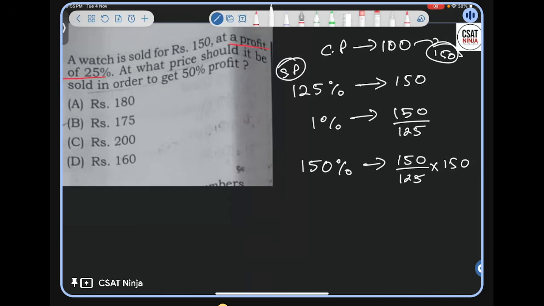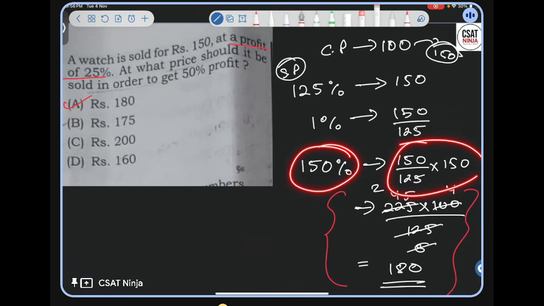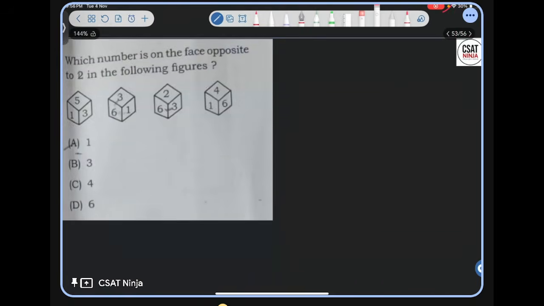So we can cancel this one. Let me just write it like this: 225 into 100 divided by 125. So I'm just multiplying. 25 into 4, 25 into how much? 25 into 5. 5 for the 20, 5 for the 25, 0, 2 in hand, 4 for the 16, 17, 18. 180. So the answer here is 180. You can simplify whichever way you like, but I just did some calculation here. If you are clear with the concept, I think it's easy. Just assume your cost price is 100. Then you will get your answer easily.